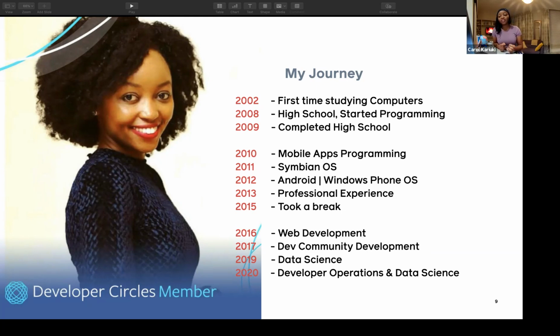And between 2013 and 2015, I got a lot of professional experience. And then I was just doing a lot and I got tired. I needed to take a break. And so I decided to take a break. And then, as you can see, between 2010 and 2012, I am a lone developer. I am building my own apps. Like I don't have an 8-to-5, so I'm playing by my own rules.